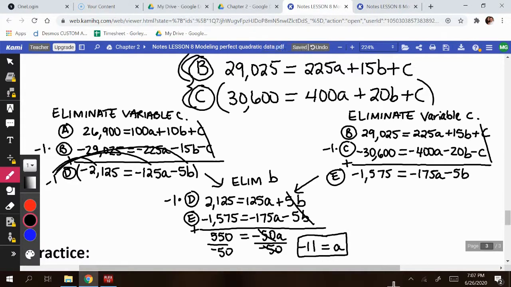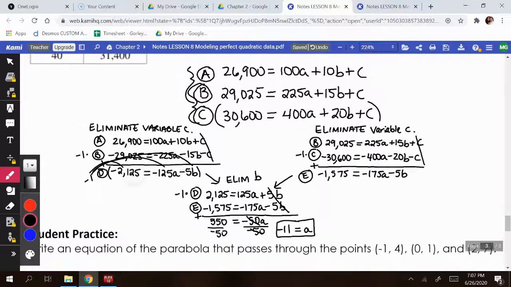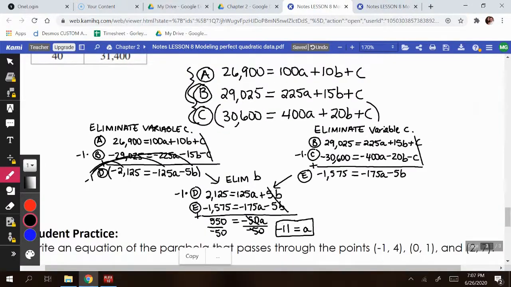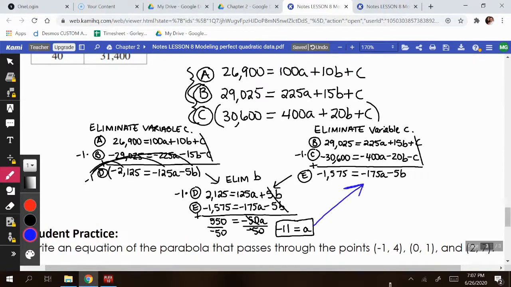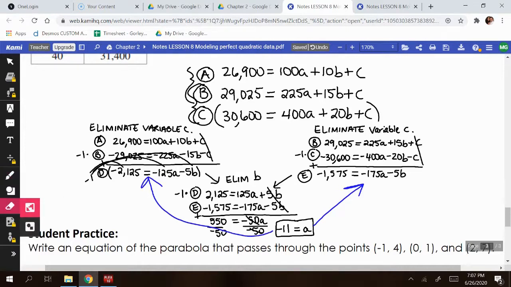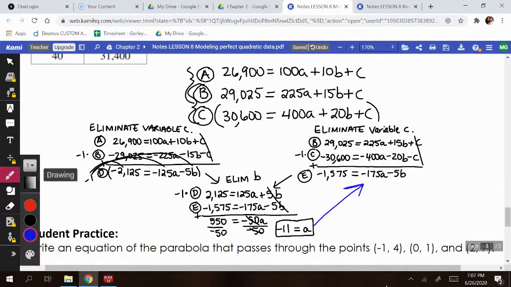Now, I'm not quite done yet. I've only found a. So how am I going to find the other two variables? Well, let's go back and plug it in. Once I get a, I'm either now going to go to equation D or E, since those are both two variable equations. Which one do you want to use? Let's go ahead and just use this equation E.